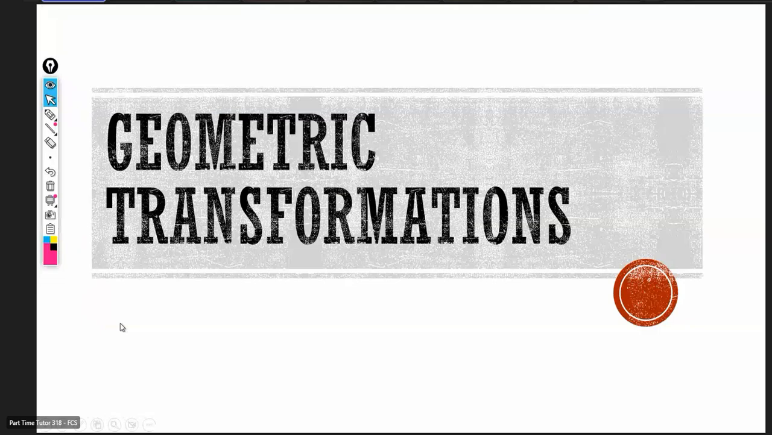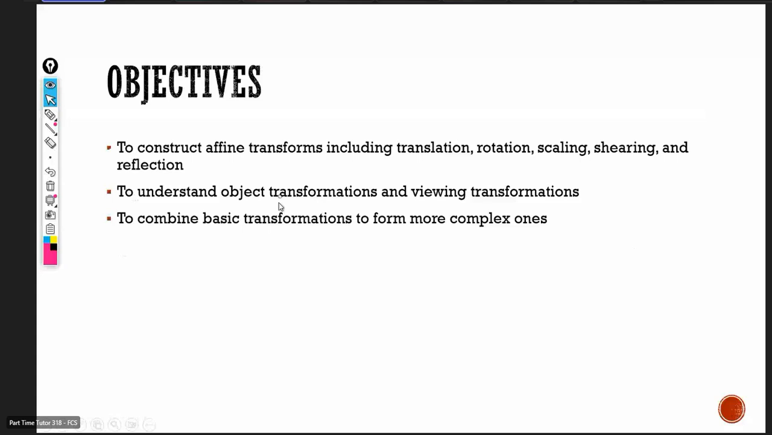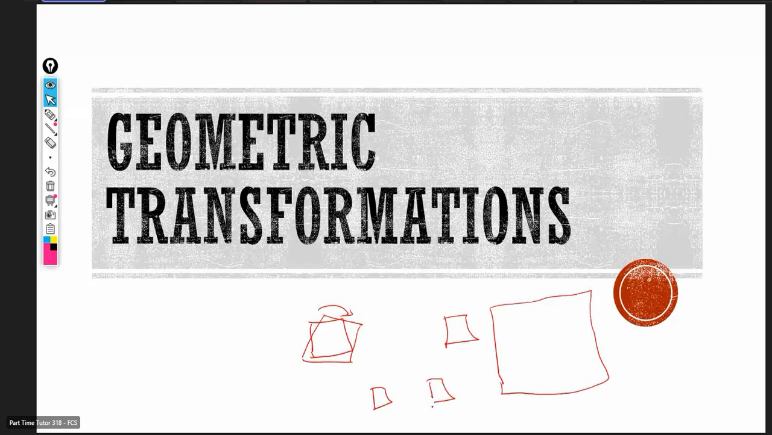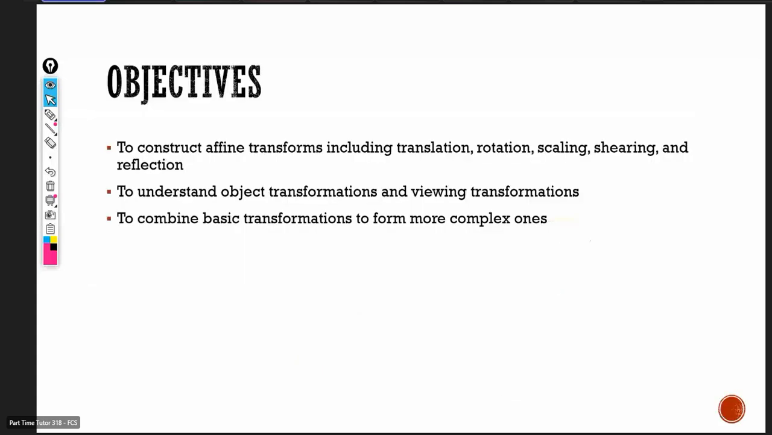Let's suppose that we created an object like this. Then for this object, we can rotate it and make it like this by making a rotation. I can make a scale of the object, from the first object I can create a bigger object. I can make a rotation, I can make a translation, translating the object to another location. So these are some examples of transformation. We are focusing on the affine transform.